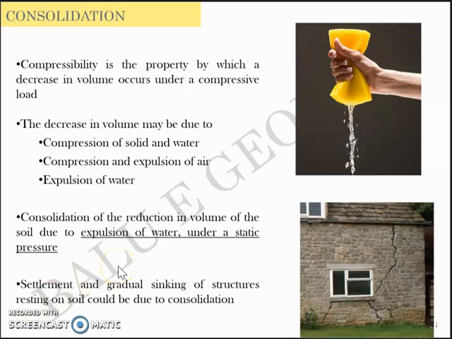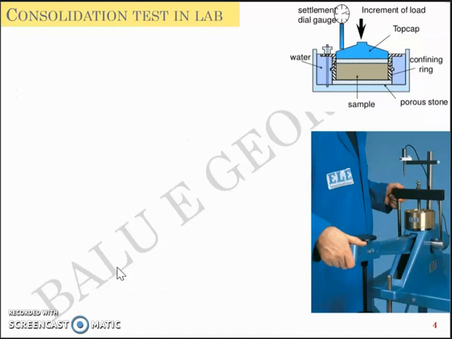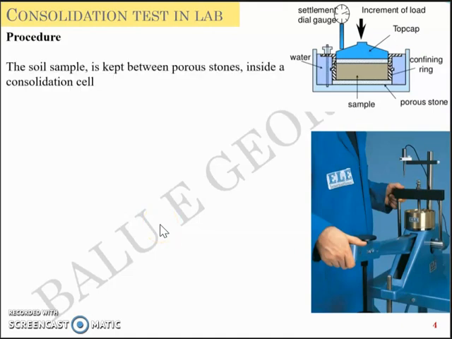Now to discuss the few terms that are included in your syllabus, we'll start with the laboratory consolidation test. Now, the consolidation procedure is quite simple. You take the soil sample and keep it within a set of porous stones inside what we call a consolidation cell. So this is a consolidation cell. The cross section in schematic is shown here, and the actual photograph is shown here.